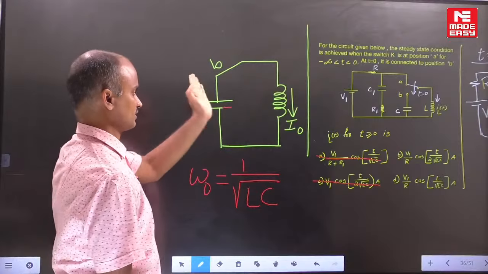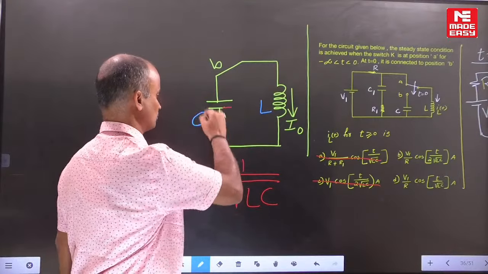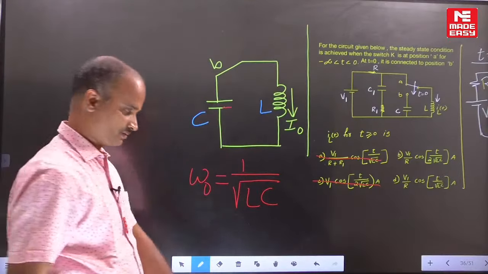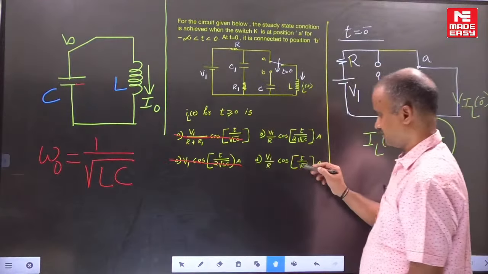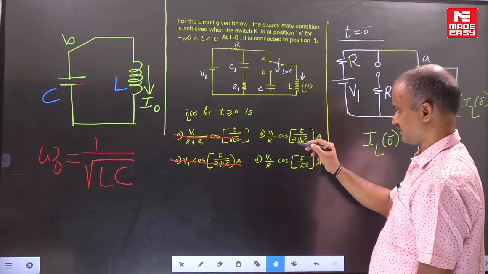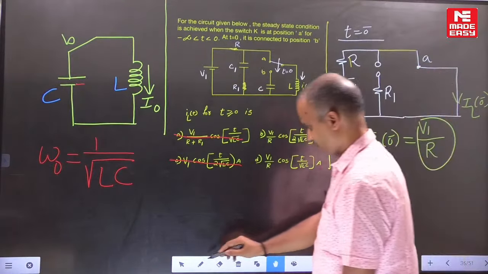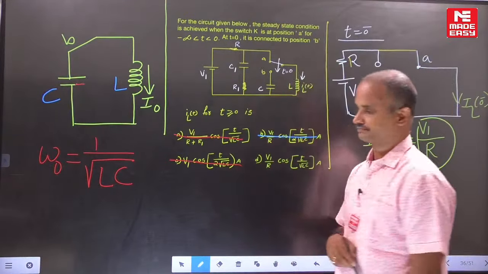Here only one inductor and only one capacitor is present. Now omega equals 1 by root LC. Check which option is supporting here. Here omega equals 1 by root LC. Here, 1 by 2 root LC. Now again, can you eliminate this option also?